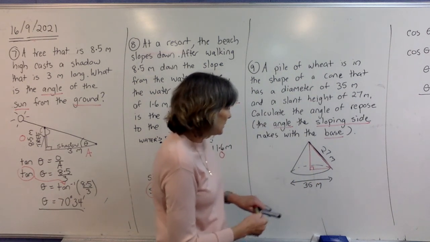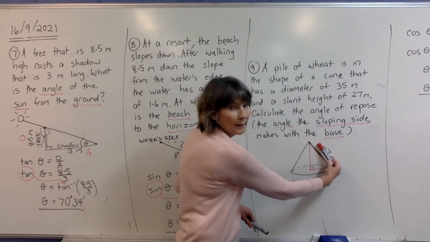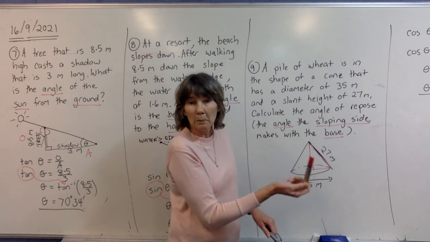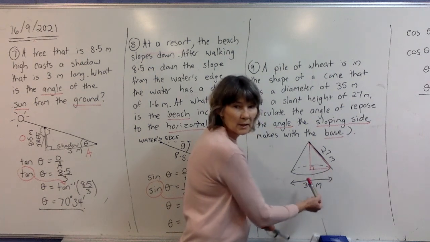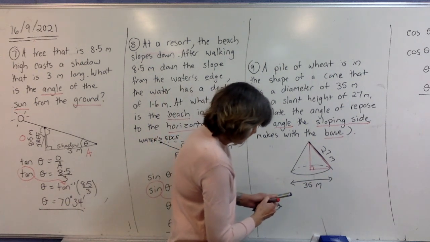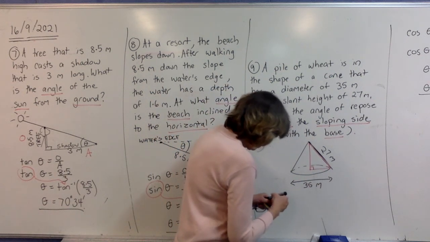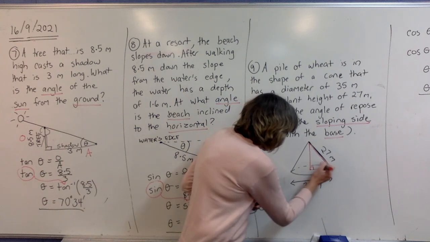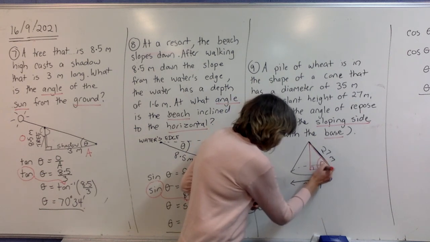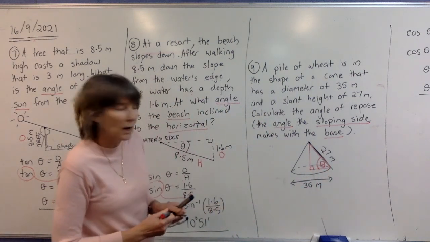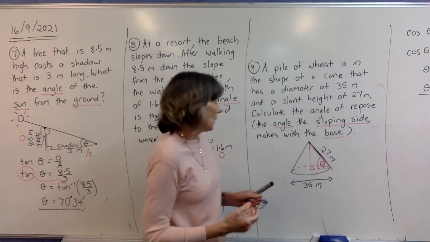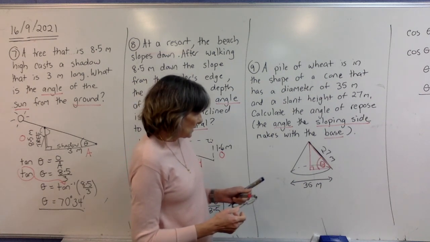Okay, so we're finding the angle that the sloping side makes with the base, so it can be any line on the base. So we're just looking at the radius of the circle as our base. All right, so we're looking for, I might write it in red pen, that angle there. Okay, that's our theta. Goes from the sloping side to our radius on our base.